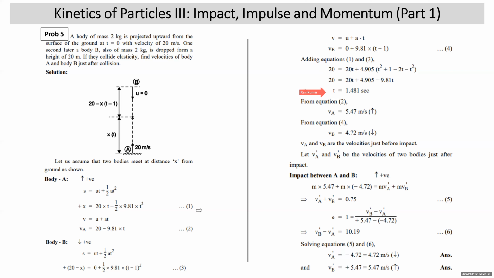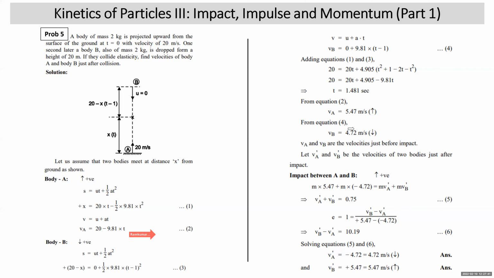Now you can substitute the value of t in equation number 2. You'll get V as 5.47 plus. Plus means it is upward. So just before impact at this point, velocity of body A is 5.47. If you substitute the value of t in equation number 4, velocity of B is 4.72 meter per second and it will be downward.